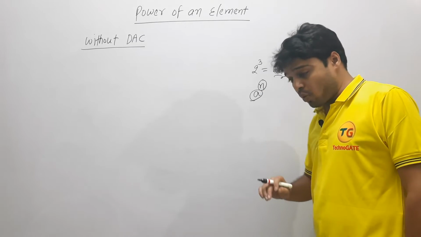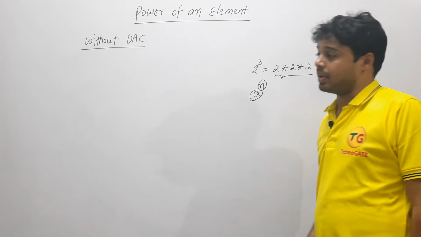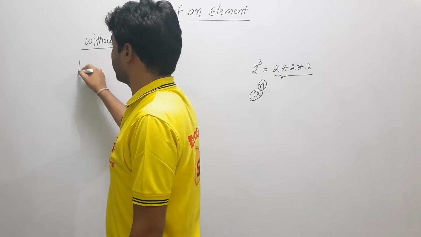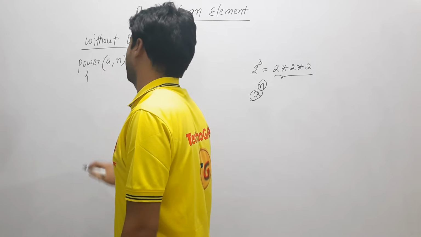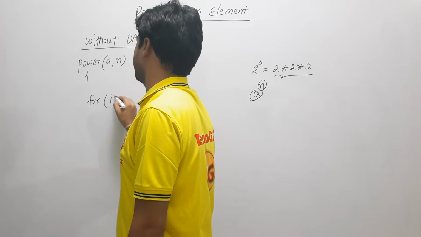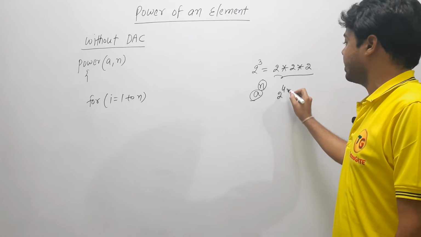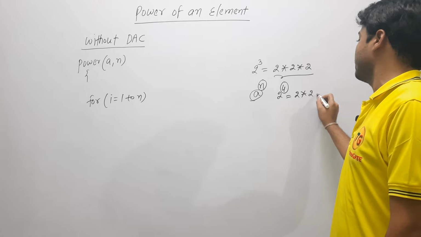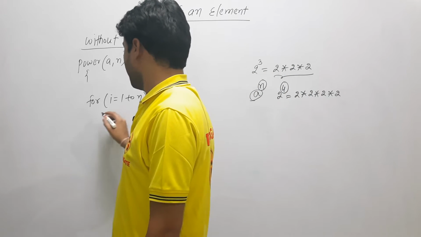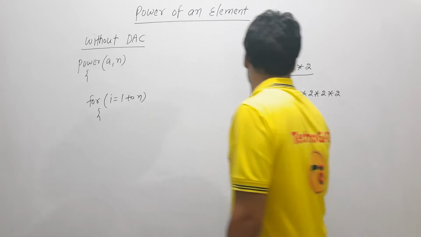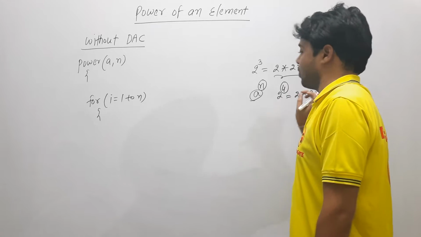So we'll run the loop for n times, 1 to n times here, and multiply a with some variable. Let's suppose there is a power function with a comma n here. So take a loop for i is 1 to n. Suppose 2 raised to power 4, then 4 times: 2 into 2 into 2 into 2. 2 multiplied the first time, second time, third time, fourth time here.